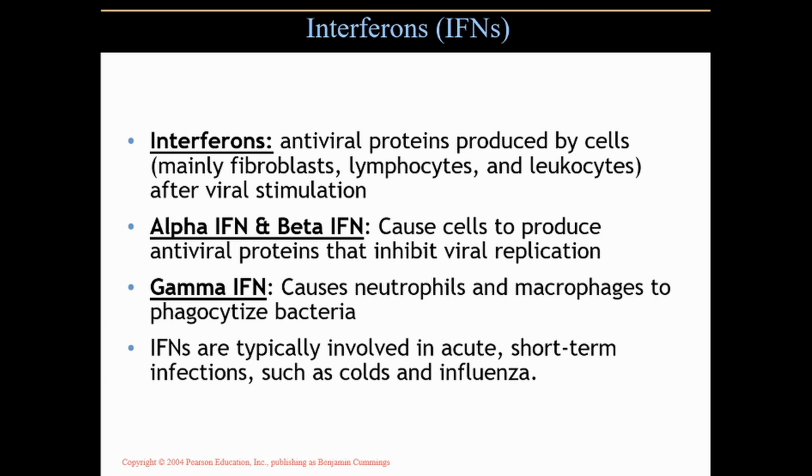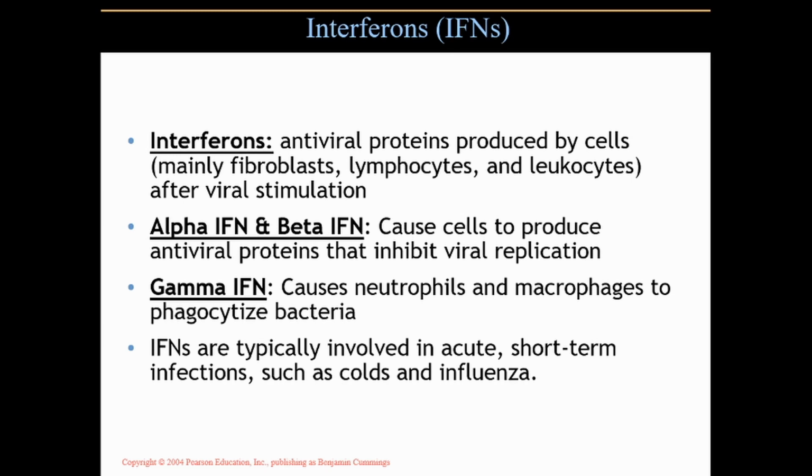The last thing we'll look at are what are called interferons. Interferons are antiviral proteins produced by cells, mainly fibroblasts, which are connective tissue producing cells, lymphocytes, and leukocytes as well after viral stimulation. Now, we're going to look at just a few of them, alpha and beta.